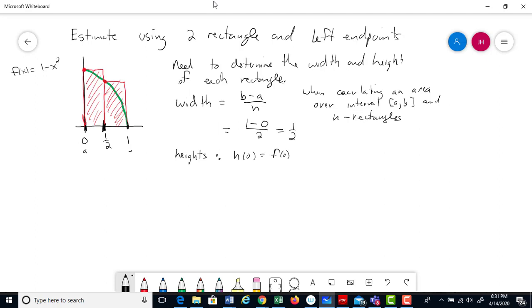So now the heights: we have the height at 0, which is the first endpoint, so this is equal to f of 0, which is equal to 1 minus 0 squared, which is equal to 1. And the second height, which would be h at a half, is going to be equal to f at a half, which is equal to 1 minus 1/2 squared. So 1 minus a fourth is equal to 3/4. So now I can find the area.